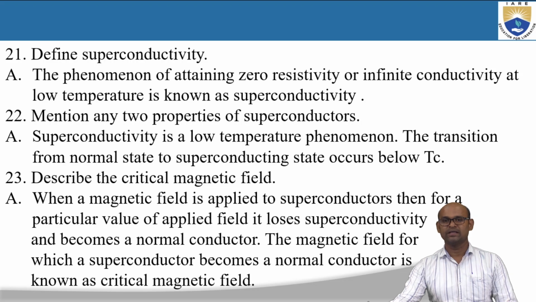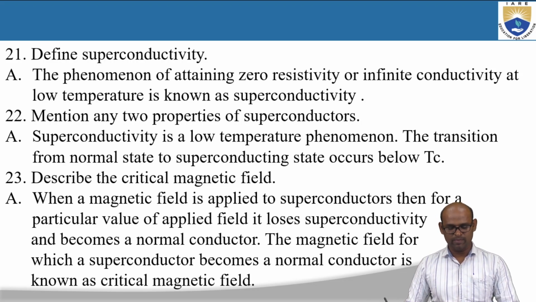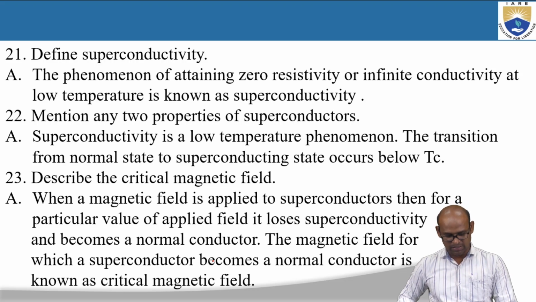Describe the critical magnetic field. Just now we discussed that when a magnetic field is applied to a superconductor, then for a particular value of applied field, it loses superconductivity and becomes a normal conductor. So the magnetic field at which a superconductor becomes a normal conductor is known as the critical magnetic field.